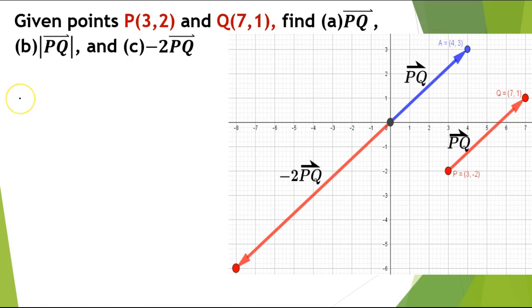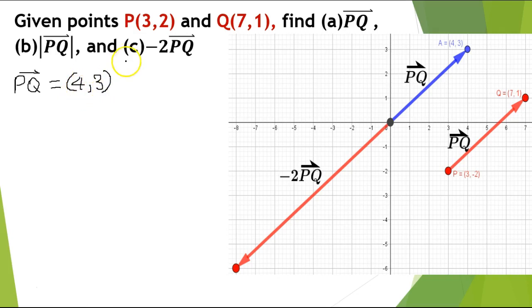Okay, let me, oops, if I find my pen. All right, so PQ, let me do that vector, is equal to (4, 3).